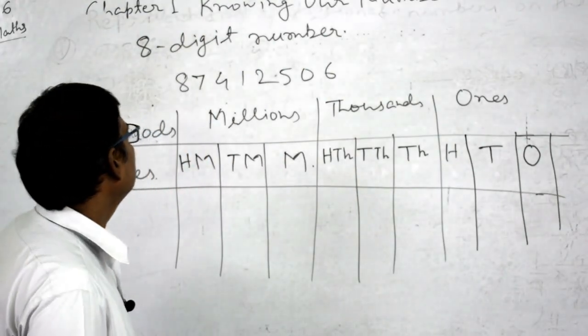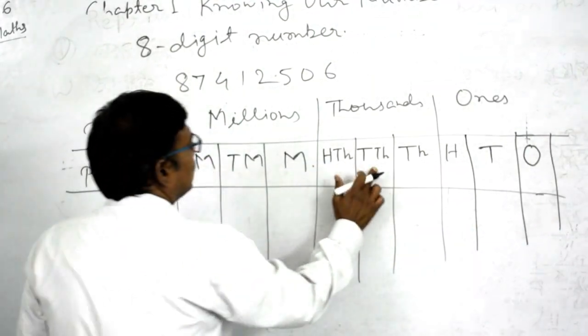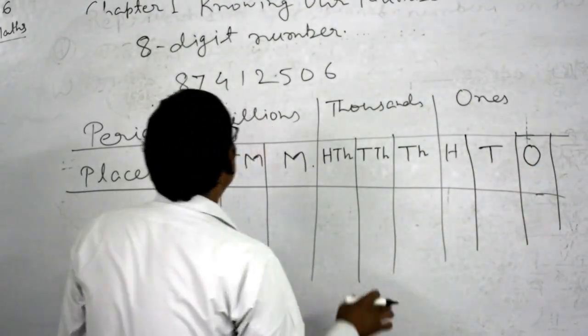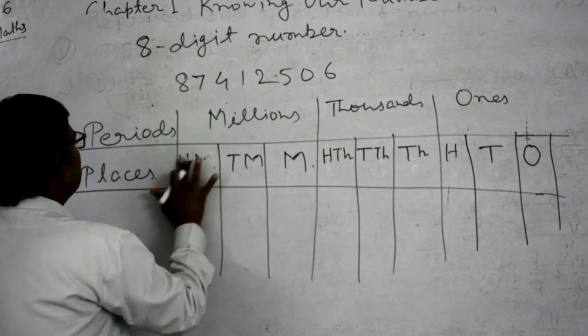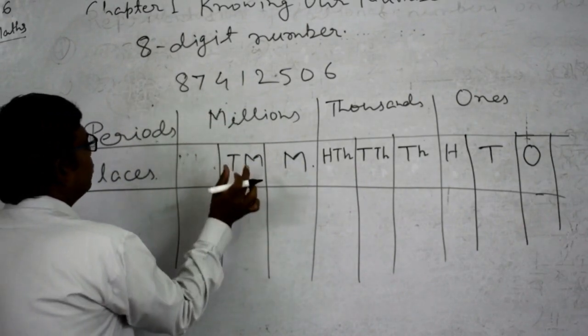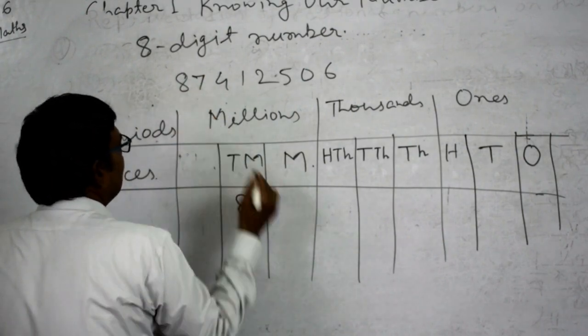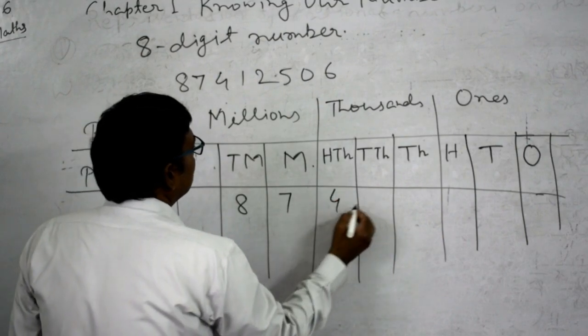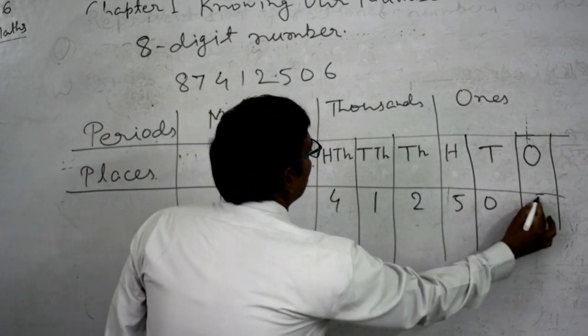Okay. So now if you write this number, see that 1, 2, 3, 4, 5, 6, 7, 8, 9. But we have to study only 8 digits here. So remove this place. We have to study up to this much only, 10 million. So write this number: here 8, and then 7, then 4, then 1, and then 2, and 5, and 0, and 6.